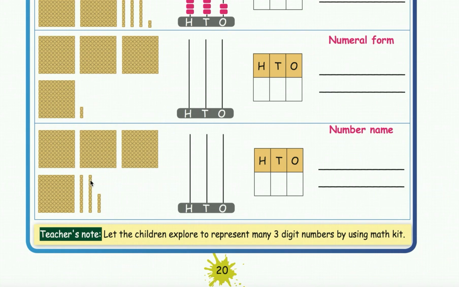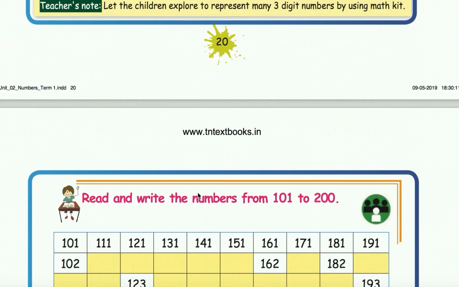Okay. Similarly, here in the bottom one, in the last one, 1 2 3 4 hundreds are there, 2 tens are there. This is 5, right? 1 2 3 4 5. Okay. Here you need to place 4, here 2, here 5. 425. Okay. That is how you have to do.